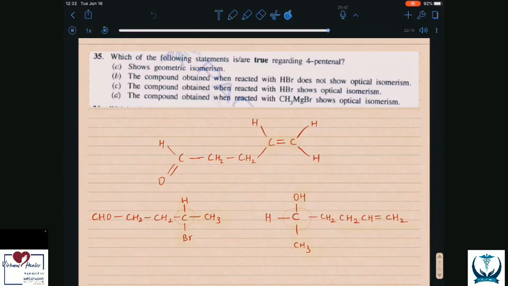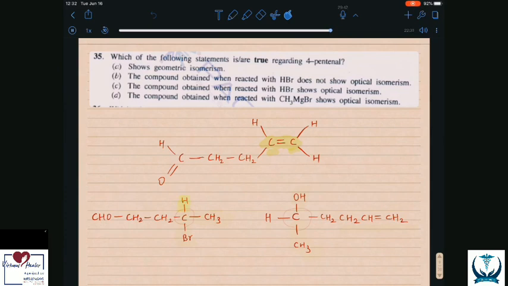The structure of the compound in question 35 is given. Of the two carbons involved in the double bond, this carbon has two different groups attached to it, but the other carbon has the same two groups attached to it. Therefore, there is no geometric isomerism.